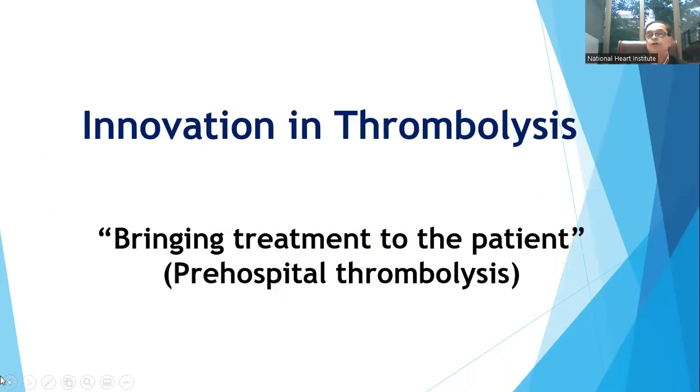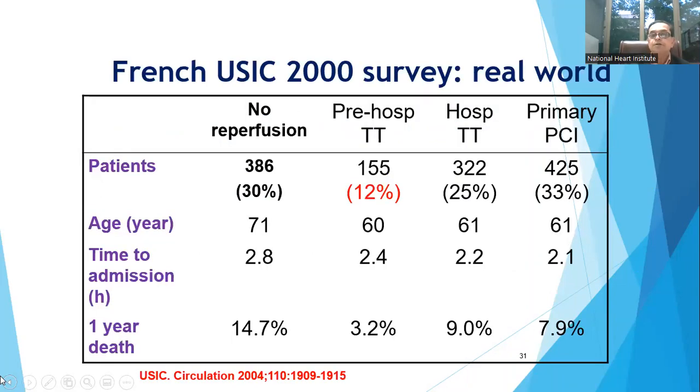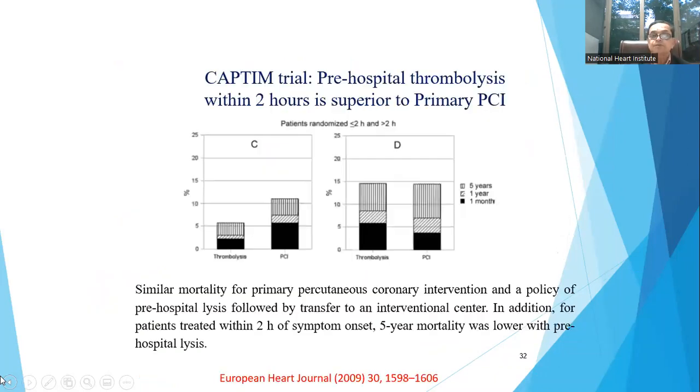Now we have two bigger innovations in thrombolysis. One is bringing the treatment to the patient, pre-hospital thrombolysis. This has not gained much ground in India, but Western data is full of it. This is way back in 2000, the USIC French registry, comparing pre-hospital thrombolysis with hospital thrombolysis and primary PCI. As we can see, 1 year mortality was just 3.2% with pre-hospital thrombolysis compared to 7.9% with primary PCI and 9% with hospital-based thrombolysis.